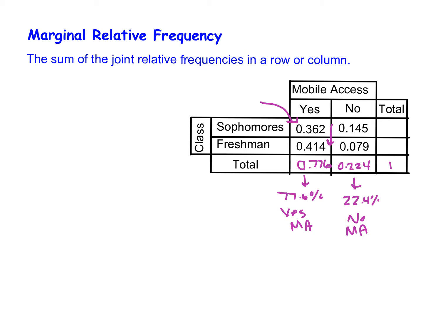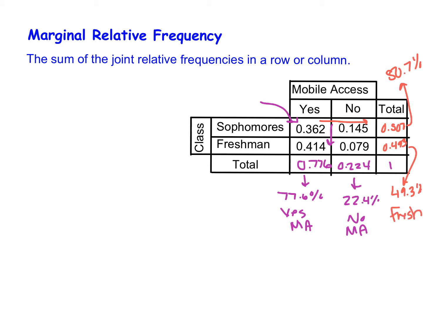Now, from here, if we add across instead, that's going to give us marginal relative frequencies for sophomores and freshmen. So here we have 0.362 plus 0.145, which is 0.507, which represents 50.7% of the students are sophomores. Then we have 0.414 plus 0.079, which gives me 0.493, which is 49.3% of the students are freshmen.